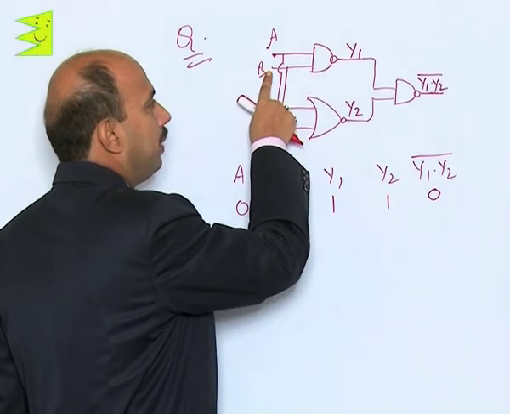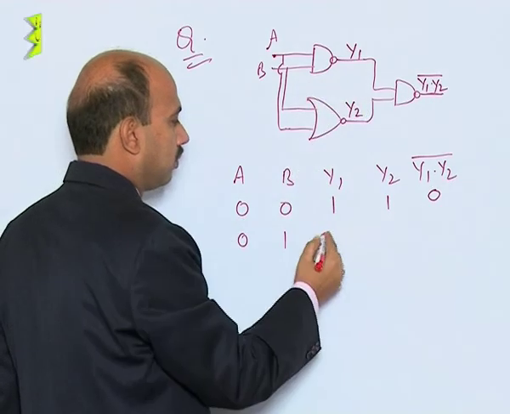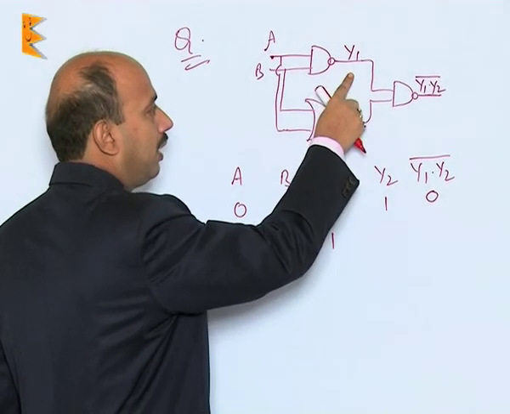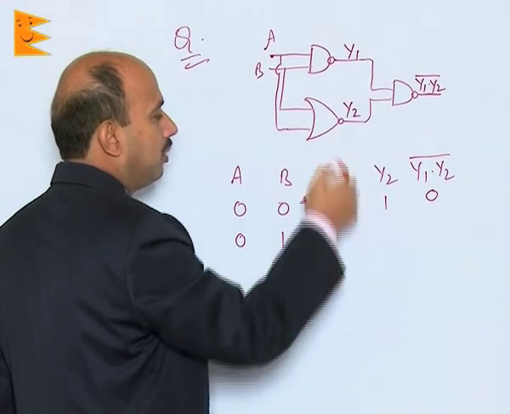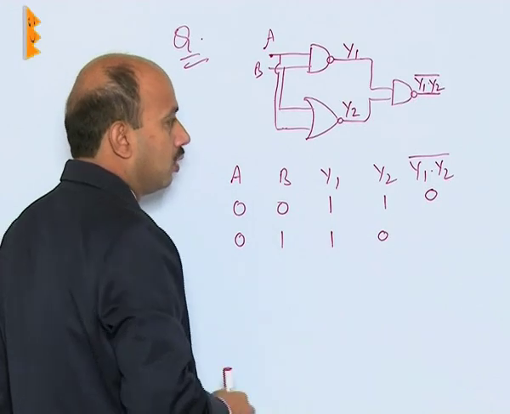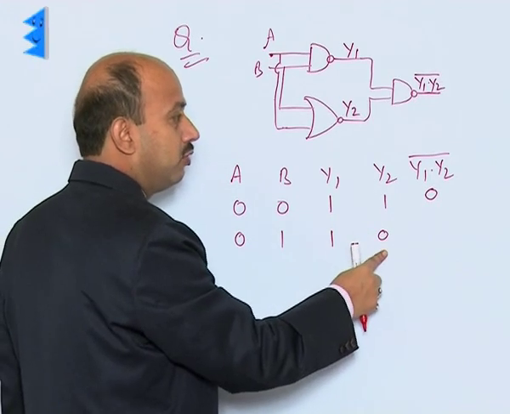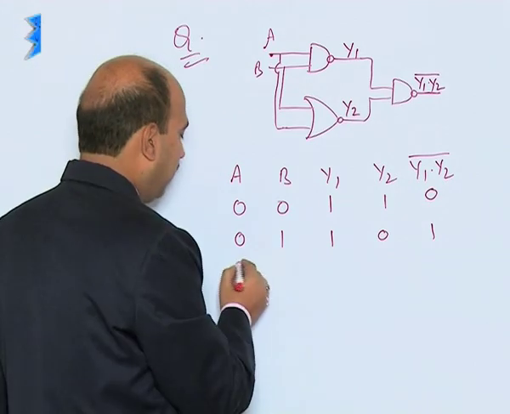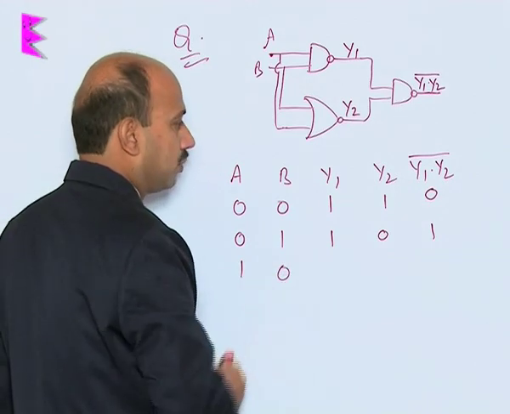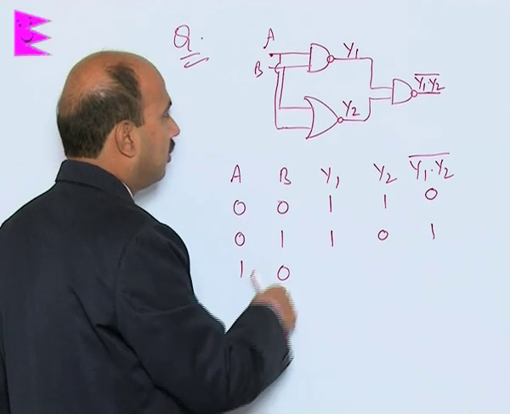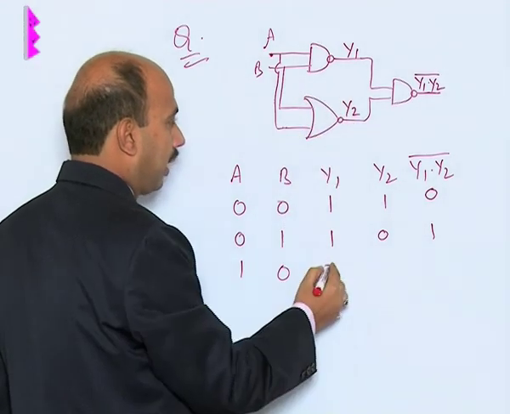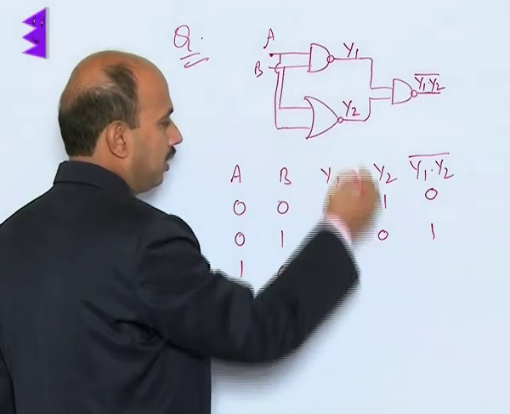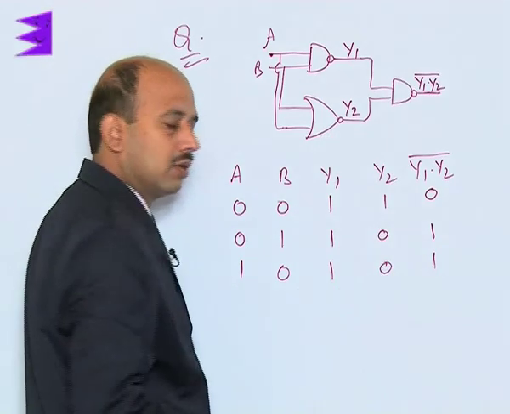if A0, B1, this will be 1, this is a NAND gate and this will be here 0. So, 1 and 0 is 0 and it is again bar, that is 1. Similarly, if you are taking 1 and 0, this will be 1 again and this will be here 0 and this will be here 1.